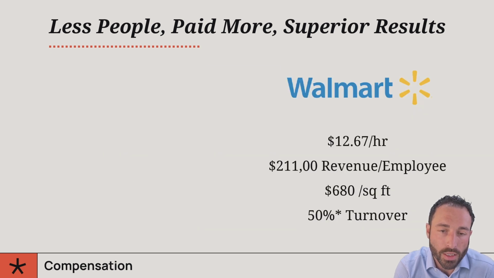Take a different industry altogether and take retail. So Walmart pay a relatively low average hourly wage in dollars of just $12.67. A look at what the revenue per employee here is, and particularly in retail, we often look at how much revenue we can generate per square foot. And Walmart, by the way, have a 50% staff turnover, which is generally the average for retail, the industry average.